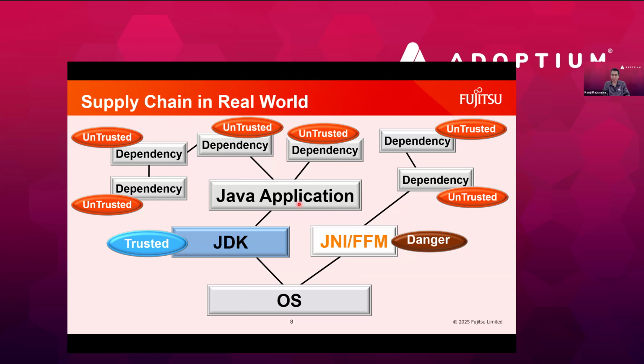Our applications are built upon a vast ecosystem, including untrusted third-party dependencies, like here. And furthermore, with dangerous features like JNI or FFM, which is the foreign function and memory API, untrusted Java code can interact directly with native libraries, bypassing the trusted JDK. So each of these untrusted dependencies has the potential risk of being attacked by an attacker. So it is important to recognize these vulnerabilities within the ecosystem.